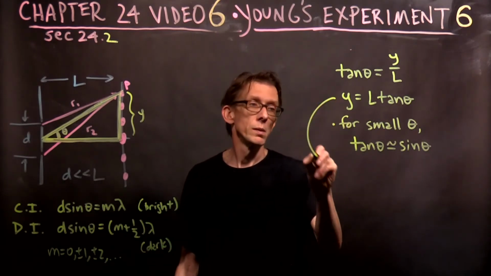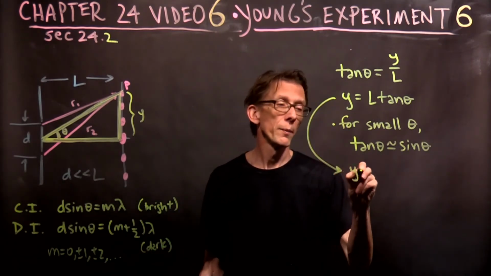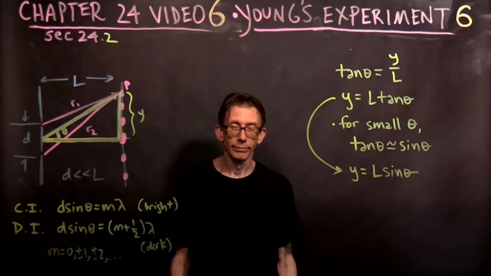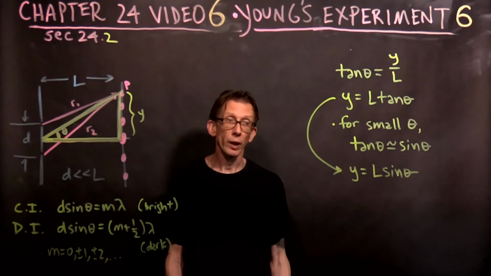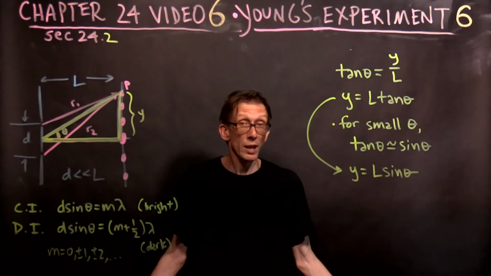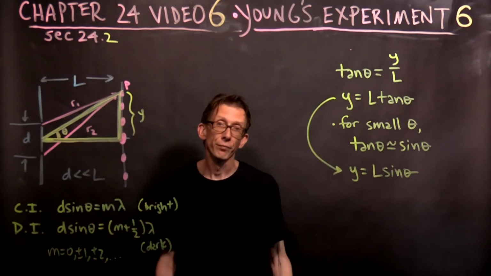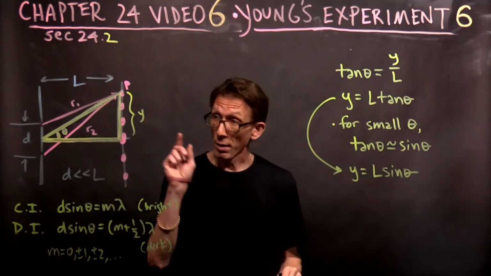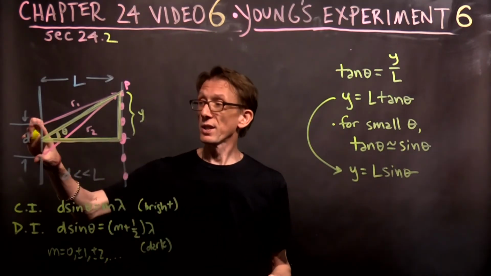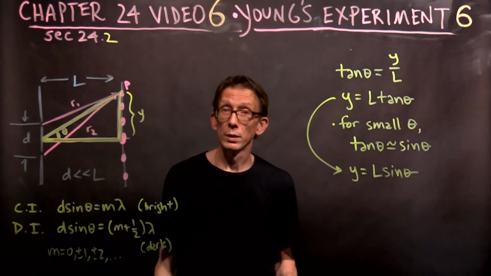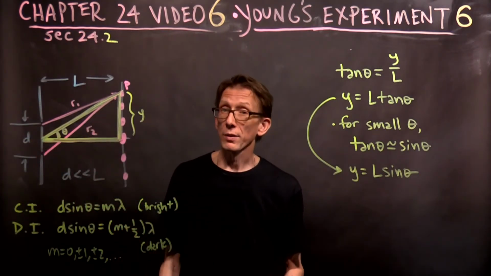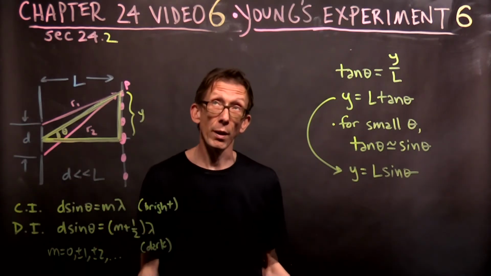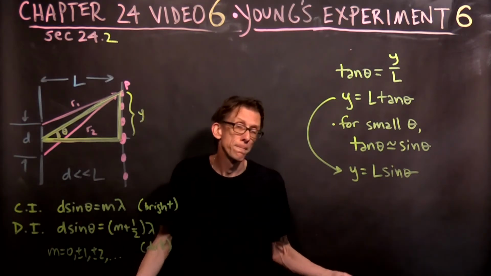So that means you can take this and say y is L sine of theta. Okay? Because tangent theta and sine theta are the same thing, because theta is a small angle. You can dig into it again. I'm not going to get into it here on the video, but theta is a small angle because the distance d and the wavelength lambda are different by about a factor of 1,000. Wavelengths of visible light are in the nanometers. D is on the order of micrometers, so that's a factor of 1,000.